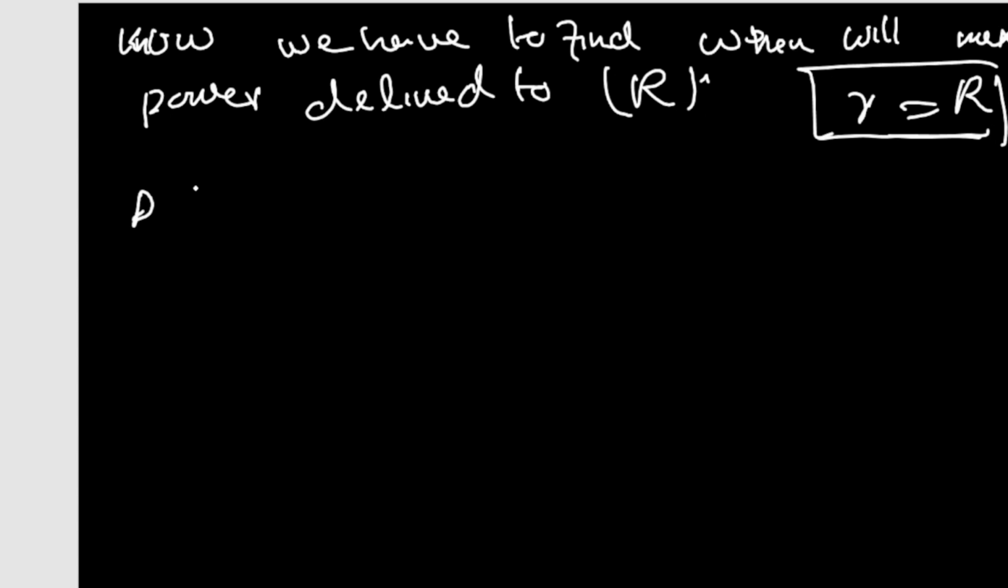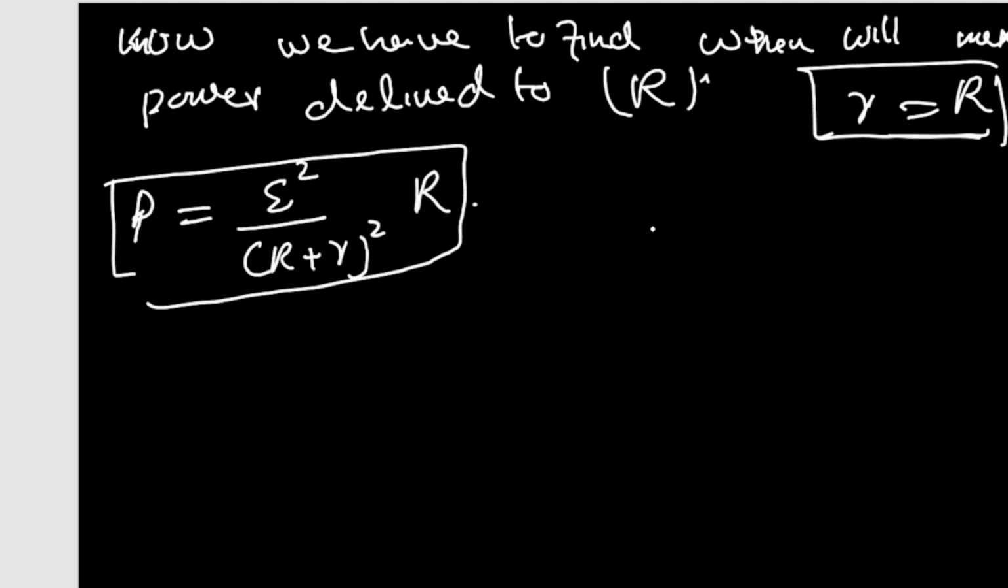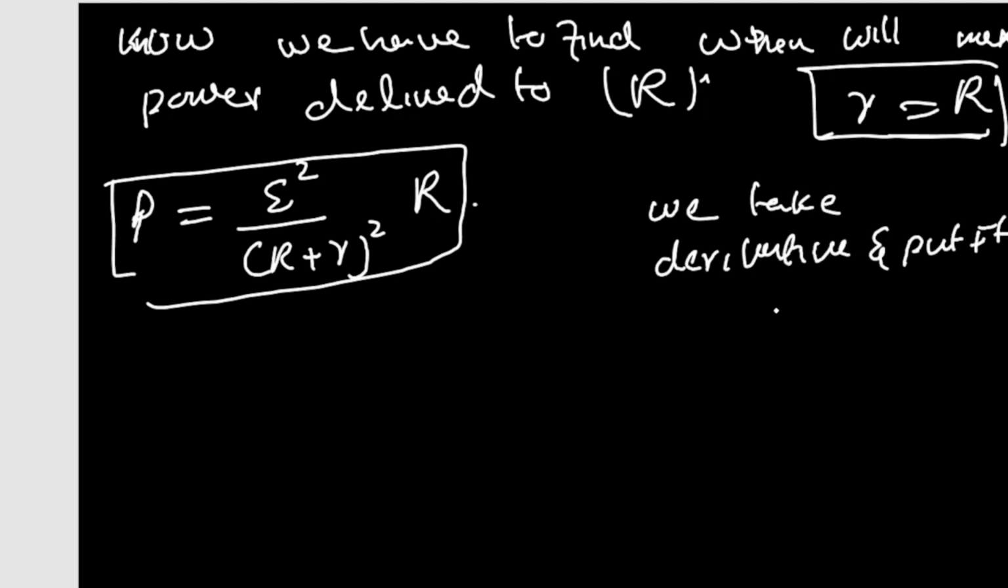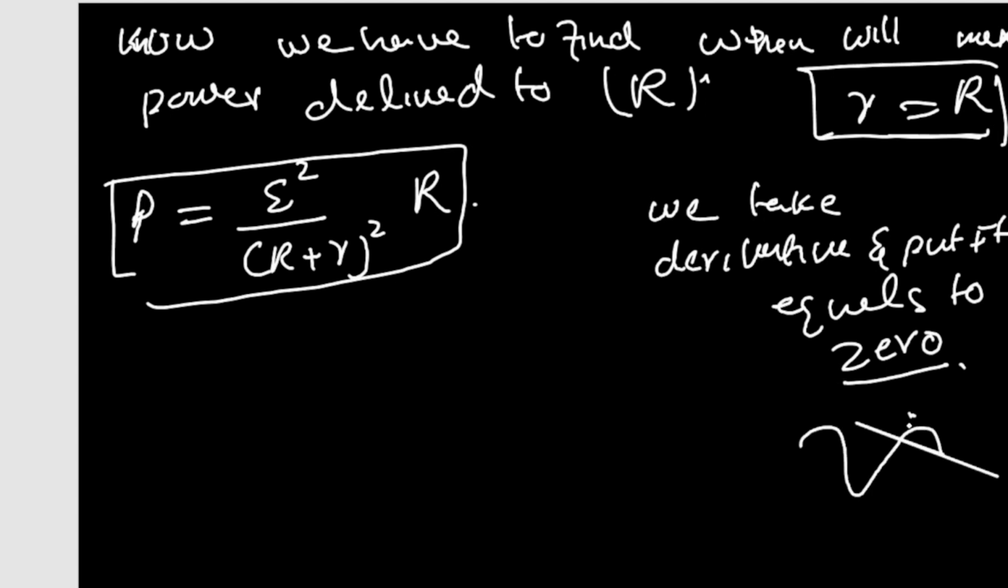We got that P is equal to E squared divided by (R plus r) whole squared, times R. Now to get the maximum or minimum of something, we take the derivative and put it equal to 0, because the derivative is zero at the peaks. For example, on this peak and on this peak the derivative is 0. This is a minimum and this is a maximum, so we will take the maximum.